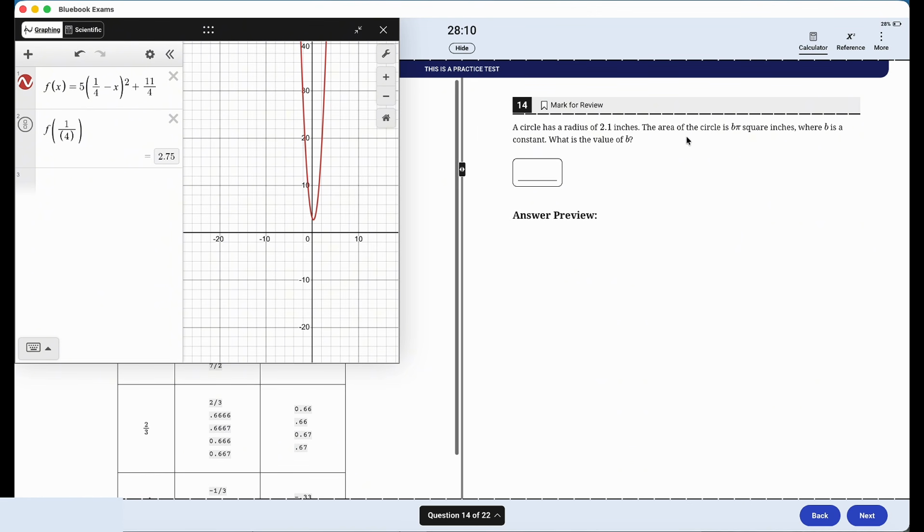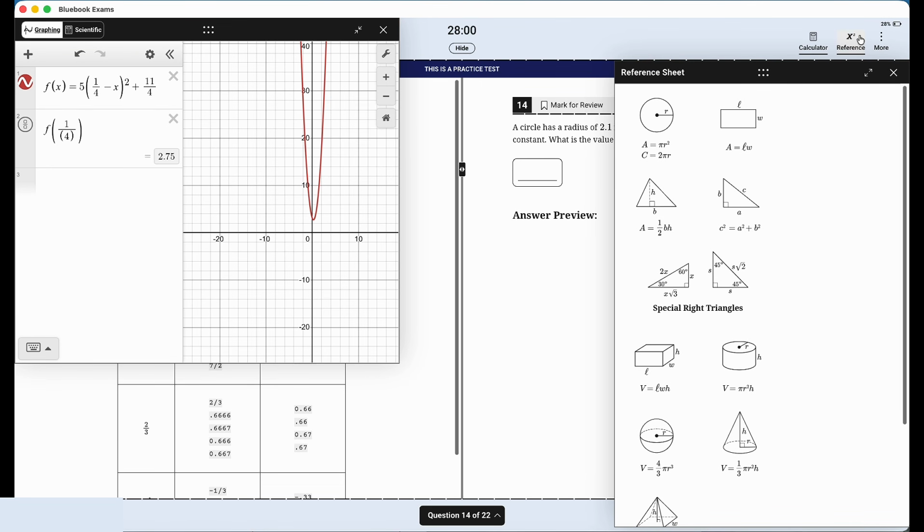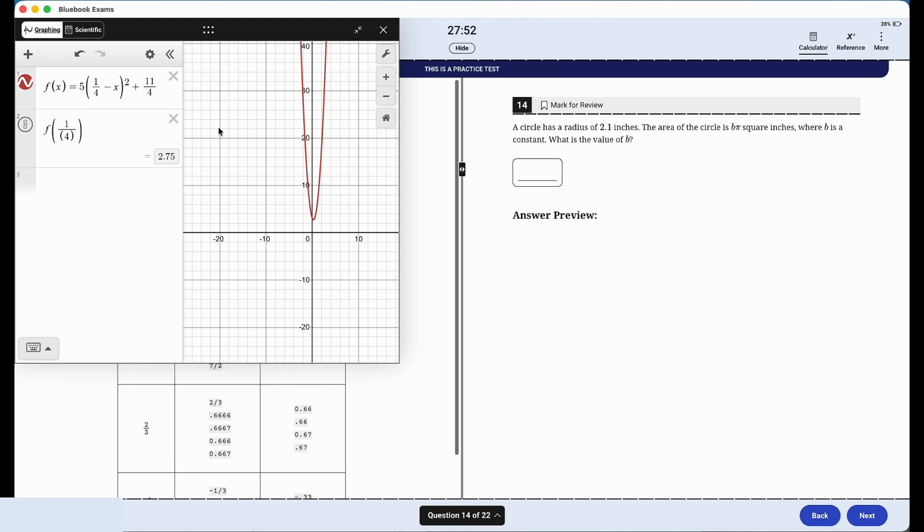Next one, circle has a radius of 2.1 inches. The area is b pi square inches, where b is a constant. What's the value of b? Here on your Bluebook, just next to your calculator button, you get a formula sheet. They say reference. They give you the area of a circle. You should probably know it anyways, though. But area is just pi r squared, and so that's all I have to calculate.